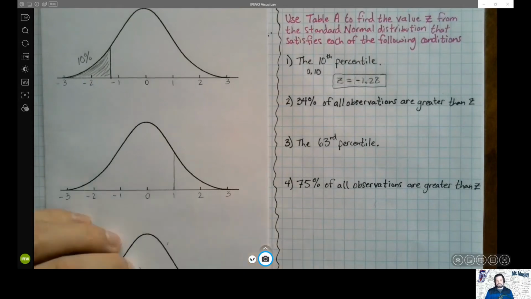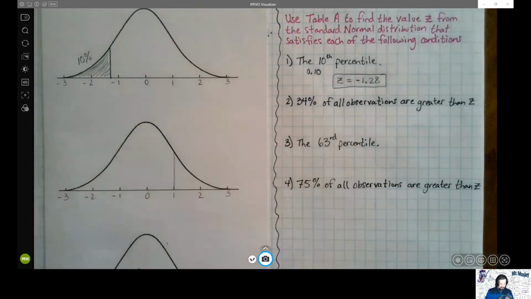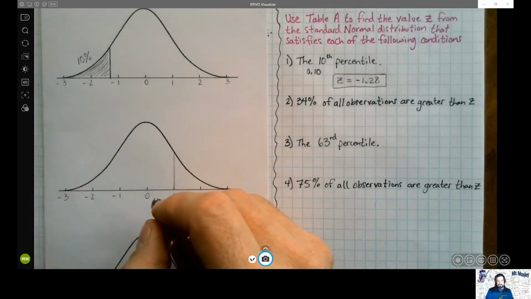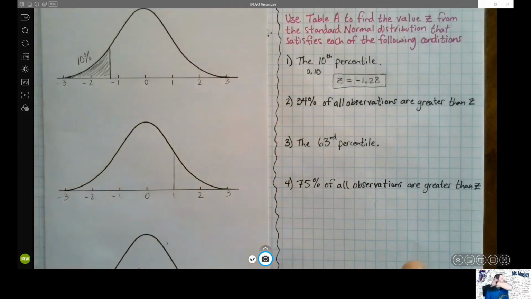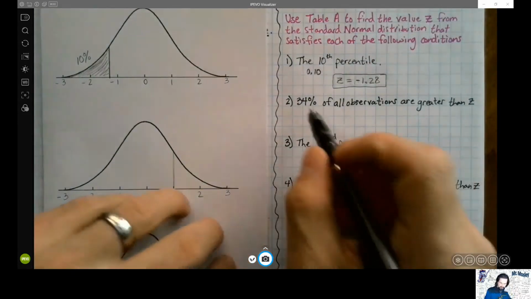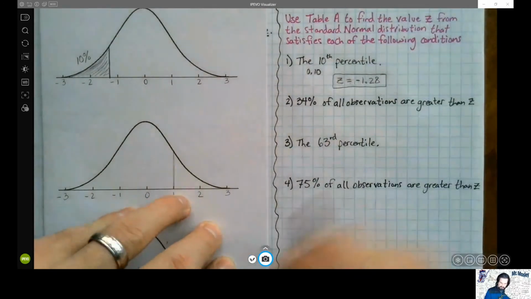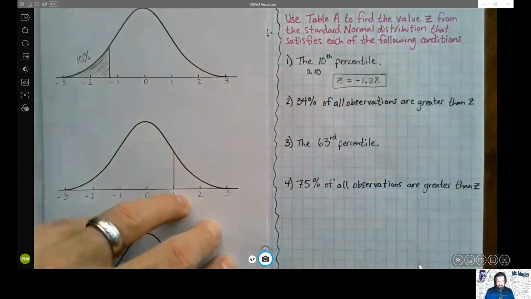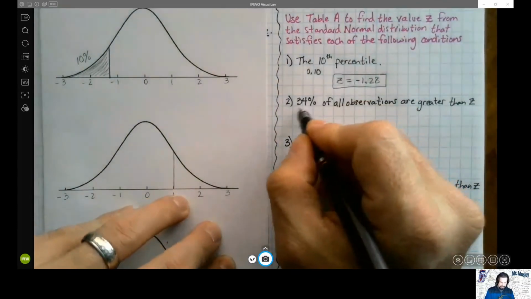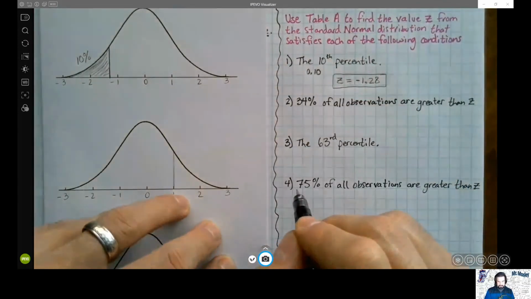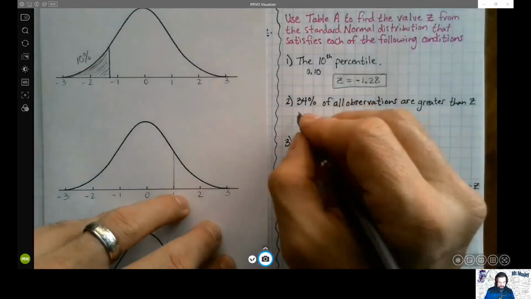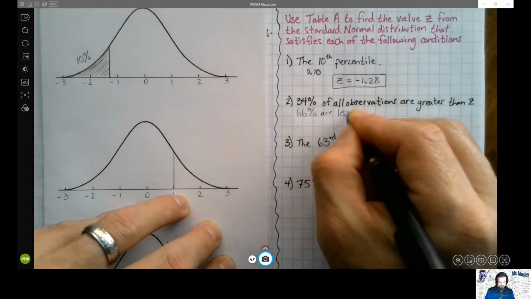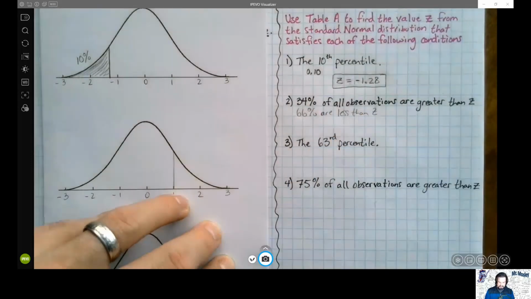So I'm between 0 and 1. Just for reference, we're trying to give an idea of where this might be. I'm going to guess it's probably around 0.3. I don't know, guessing. We'll figure it out. So again, 34% of all observations are greater than Z. That means, you have to be careful, 66% are less than Z.